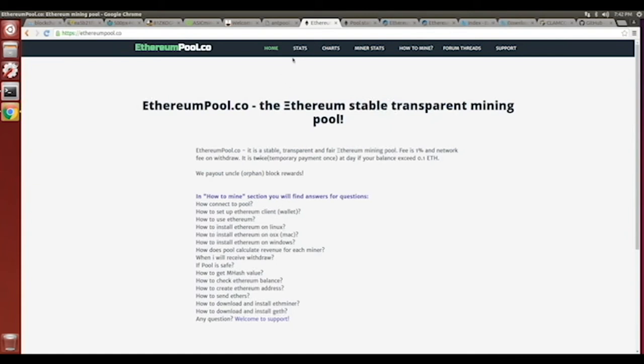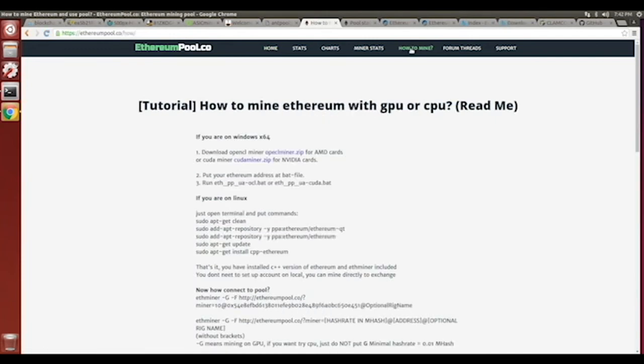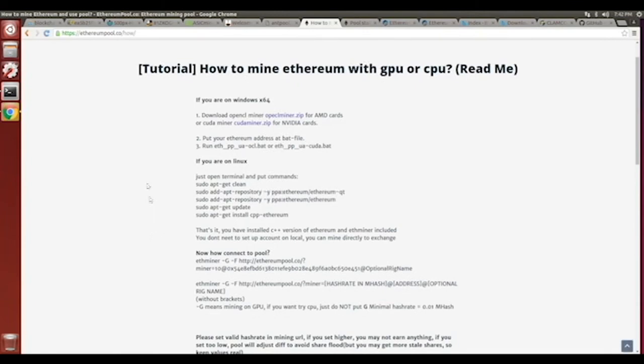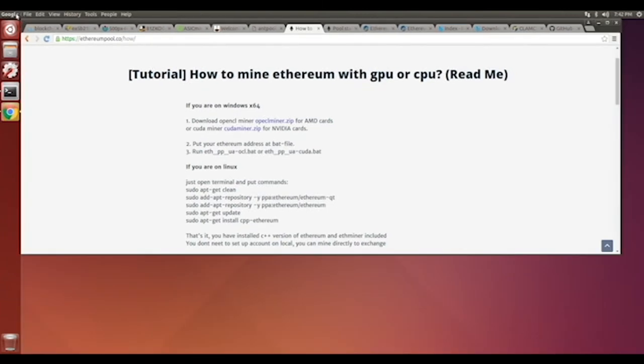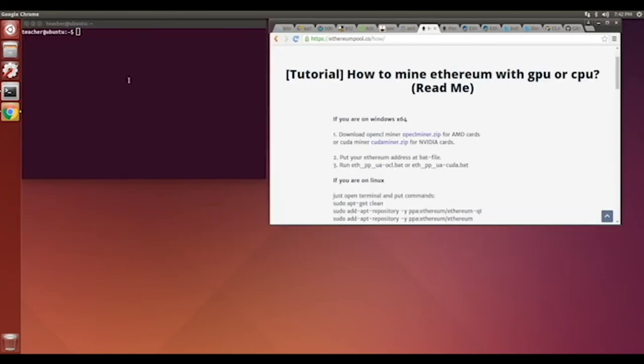So EthereumPool.co, all I have to do is go over to how to mine, and they're going to have just some pretty basic instructions here for Windows and Linux. And so what we are going to do is actually install this thing, right? There we go. All right.